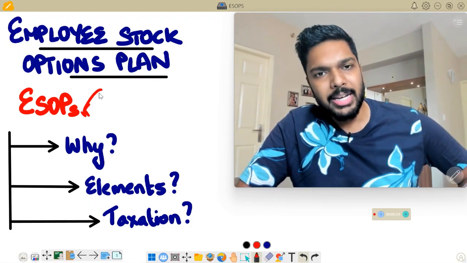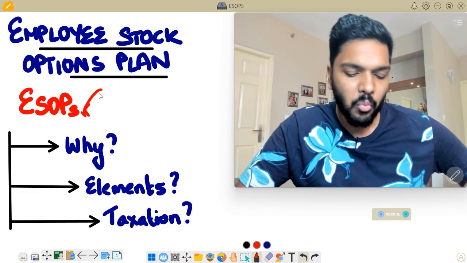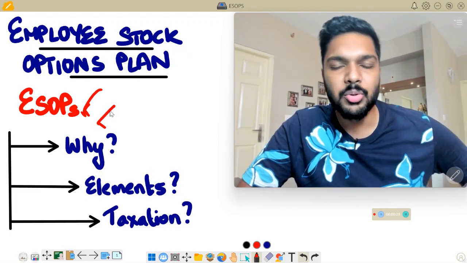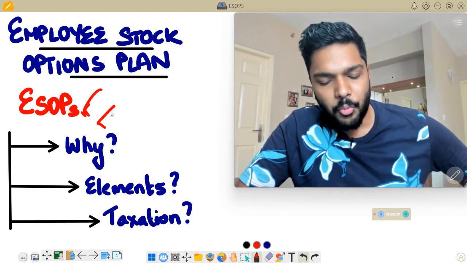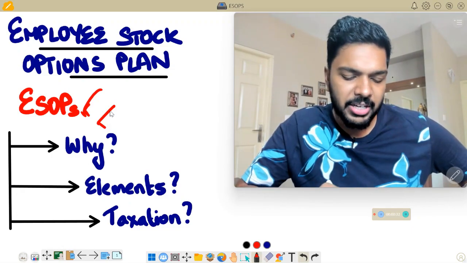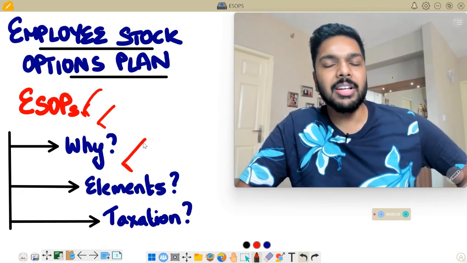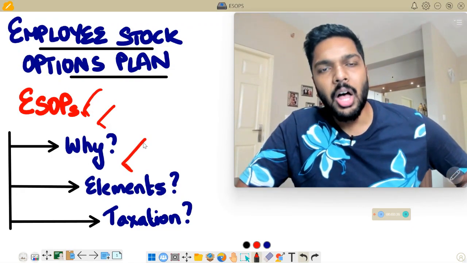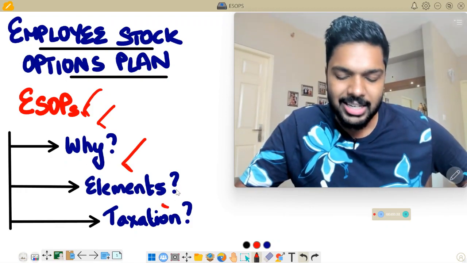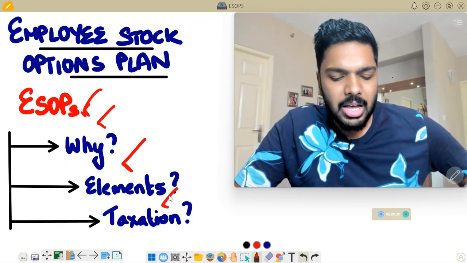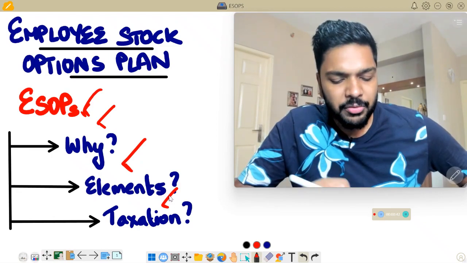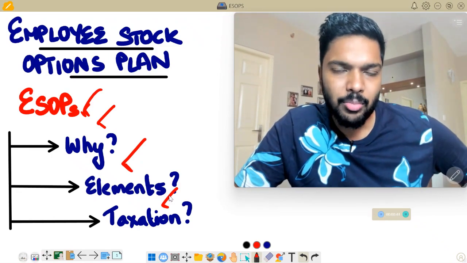So keeping that in mind, in today's video, we'll discuss why companies give out these kinds of options to the employees. What are the different elements or constituents of an ESOP scheme? And finally, as far as tax is concerned, which are the different points at which ESOPs are generally taxed? So let's do a deep dive into each of these three areas and try to understand this in a more simplified manner.